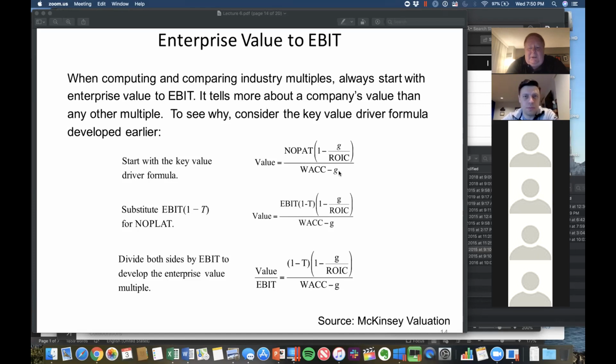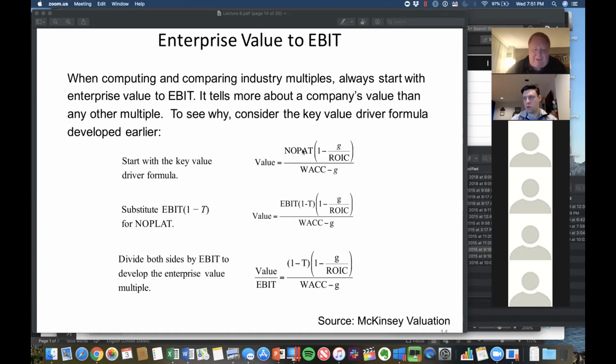In this class, the approach that McKinsey has taken is they created what they call the key value driver equation, KVD for short, which is the rearranged growing perpetuity equation. That is this formula right here on the screen: NOPLAT times (1 minus g over ROIC), divided by WACC minus g. The idea is that we're valuing a company by forecasting it forever. The way we set up the valuation model is we're valuing the company forever.